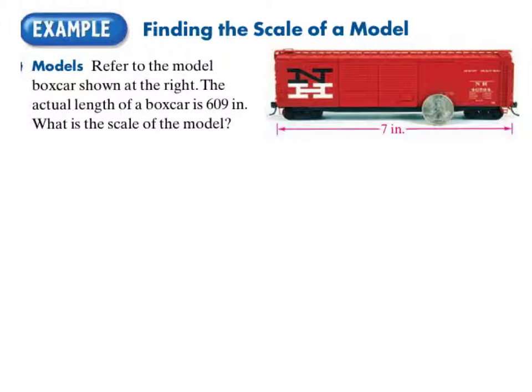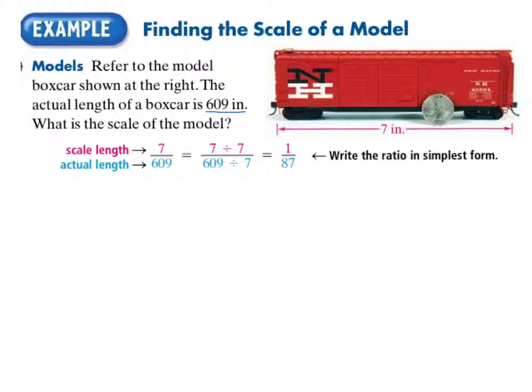Let's look at finding the scale of a model. For the model, refer to the model boxcar shown at the right. The actual length of a boxcar is 609 inches. What is the scale of the model? So our model is 7 inches. So our scale length is 7 inches. And our actual length is 609. So we have 7 over 609.